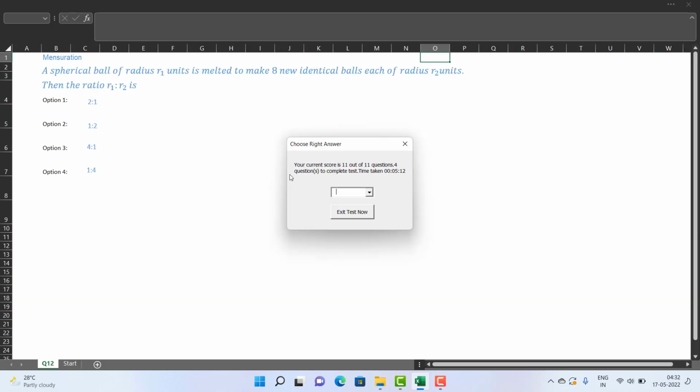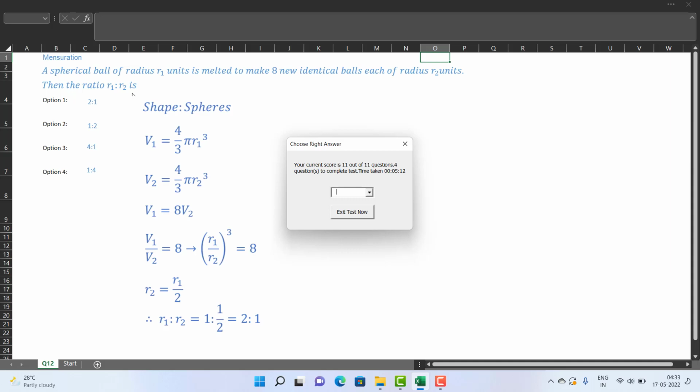Bravo. A spherical ball of radius R1 units is melted to make 8 new identical balls of each of radius R2 units. Then the ratio R1 is to R2 is. So volume is equal to 4 by 3 pi R1 cube. And now this is equal to 8 times 4 by 3 pi into R2 cube. The radius of the second sphere is R2.